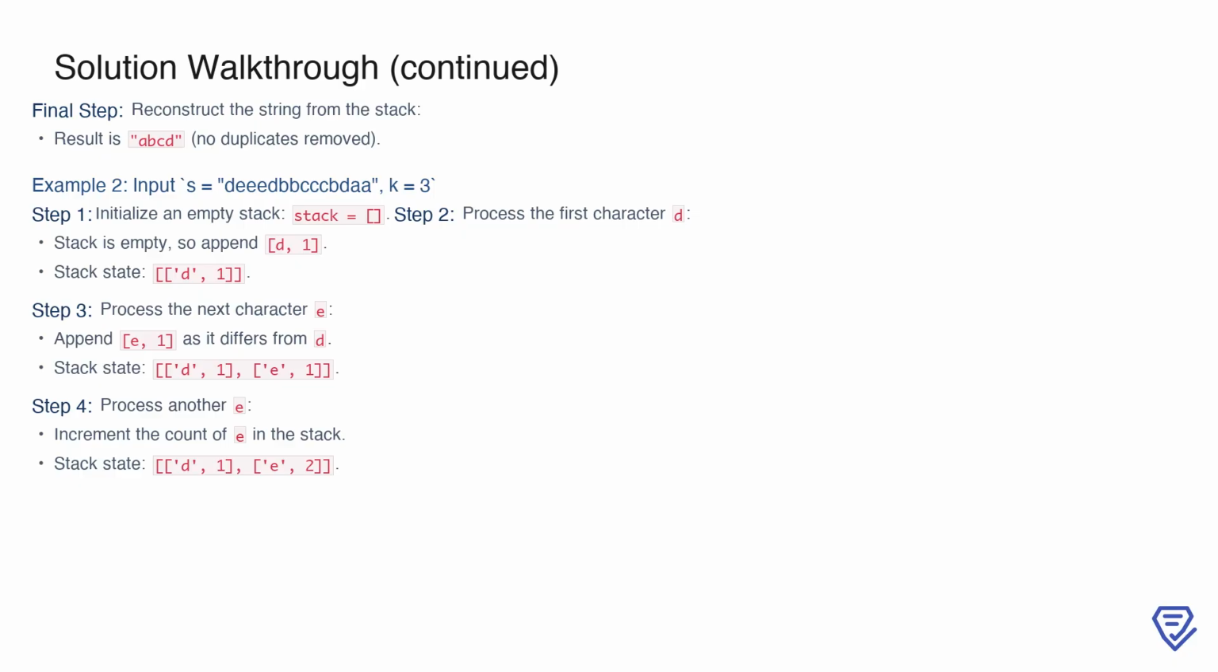Moving to the second example, where the input string is DEEEDBCCC and k equals 3, we start by initializing an empty stack. The first character, D, is processed, and since the stack is empty, we append D with a count of 1. Next, we process E. As E is different from D, we append E with a count of 1. When we encounter another E, we increment the count of E in the stack to 2. This count represents the number of consecutive E characters seen so far.